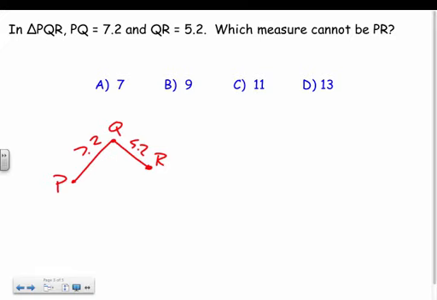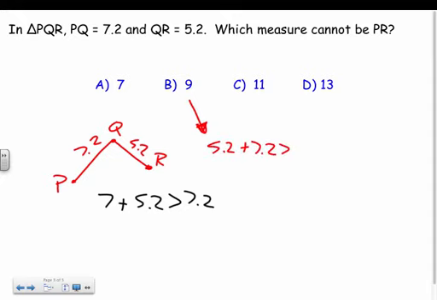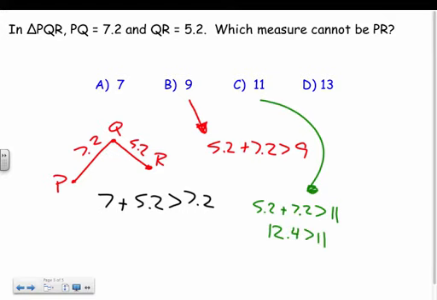Well, I think 7 works, right? If I had a side length of 7, I could take 7 plus 5.2. I basically just check the two smallest sides. Would that be greater than 7.2? Yep. 9 would work. Well, 9 would be the biggest side, so let's try the two smallest: 5.2 plus 7.2. Is that greater than 9? Yep, that works. How about 11? That would be the biggest side, so I'm going to check the two smallest here. 5.2 plus 7.2, is that greater than 11? Well, 5.2 plus 7.2 is 12.4. That's greater than 11. Yep, so that works.